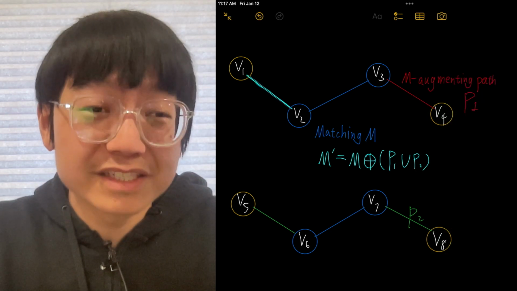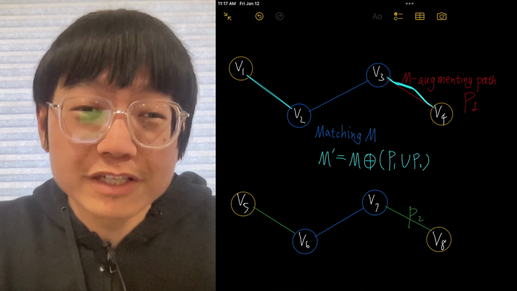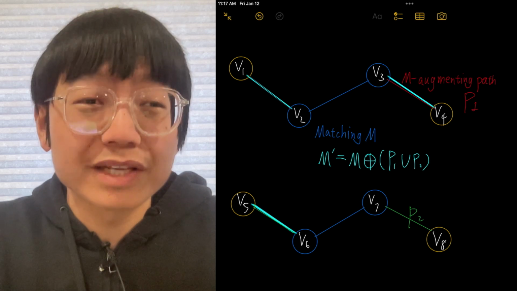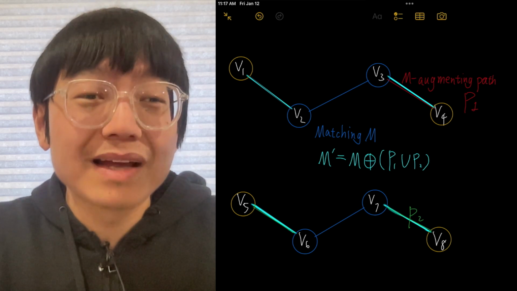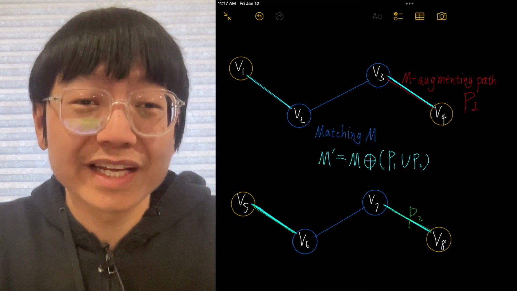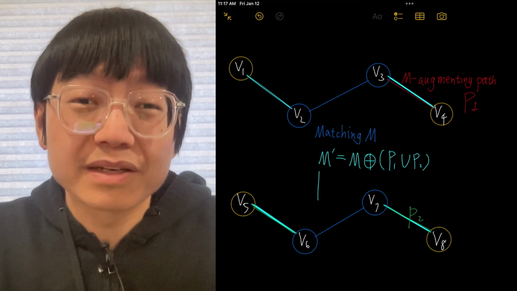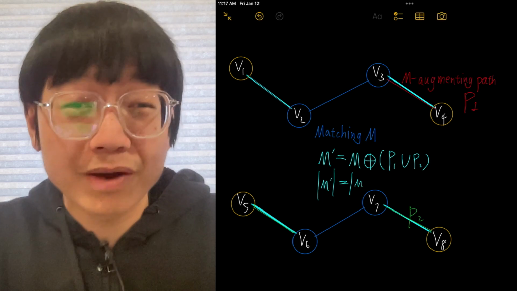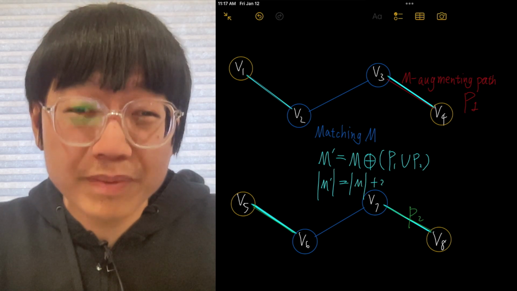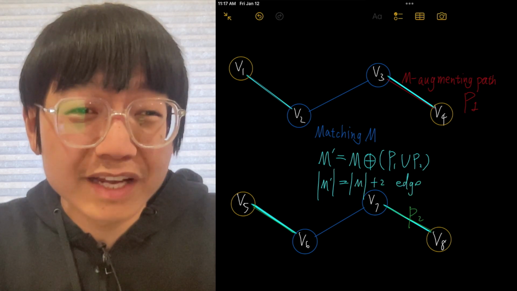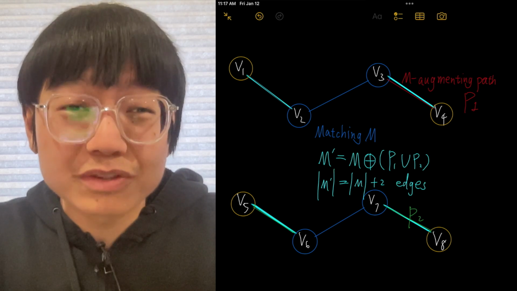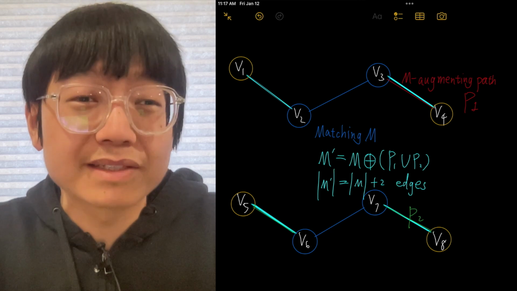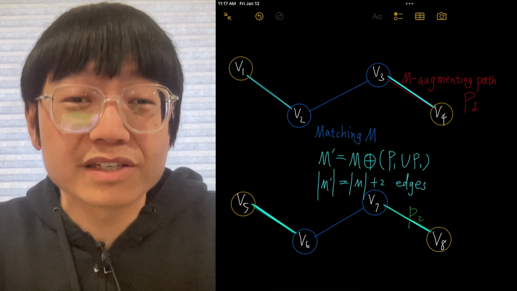The symmetric difference operation will add to M prime the edges of P1 and P2 that are not in M, and will remove the edges that are already in M, which effectively flips the matched and unmatched status of the edges along both P1 and P2. Since each path contributes one additional edge to the matching, the result is a combined increase in the size of the matching by the number of the paths, which in this case is 2.